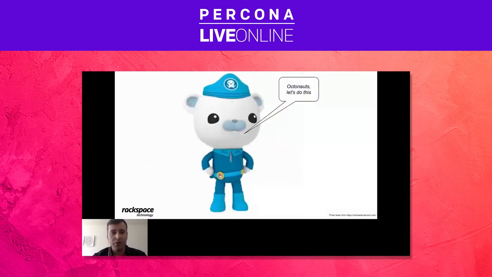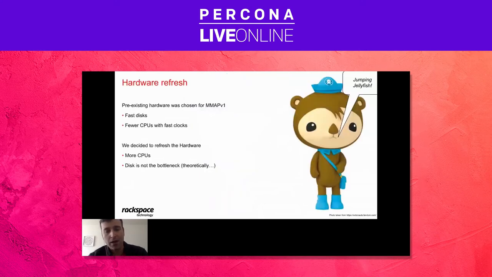Okay, I hope you enjoyed the appetizers. Let's move to the main course, which is the actual migration and transition. Now, I'm going to start talking about the preparation steps. We talk about private cloud, which means dedicated hardware. Each storage engine, MMAP or WiredTiger, has different hardware needs.